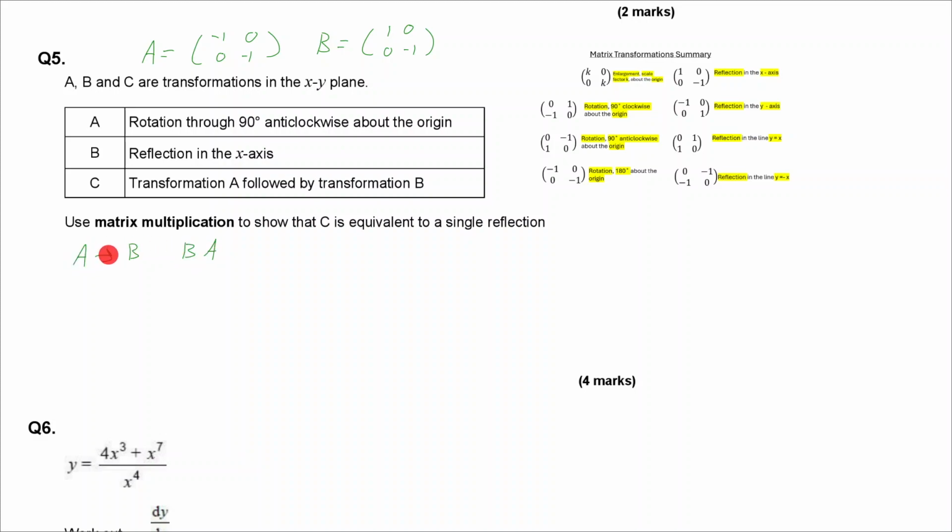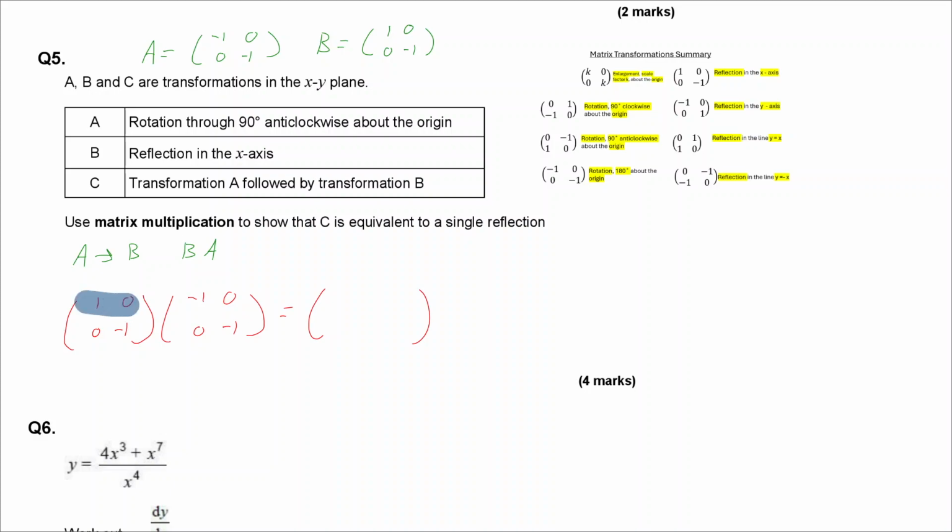I went through this in a previous video on my playlist, but just know that if you've got A followed by B, to get the transformation, you multiply them in the reverse order. Let's do that. Let's take B, which is 1, 0, 0, minus 1, and multiply it by matrix A, which is minus 1, 0, 0, minus 1.